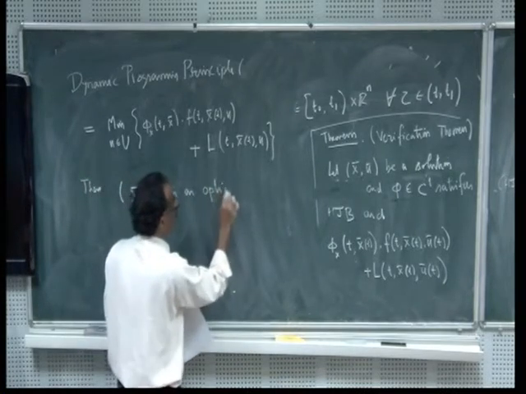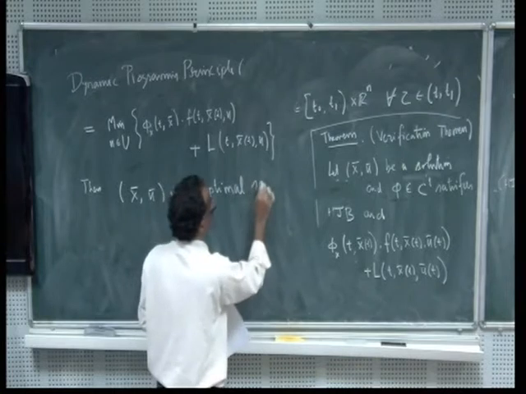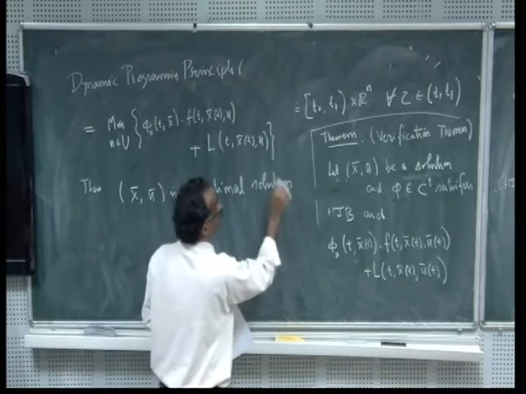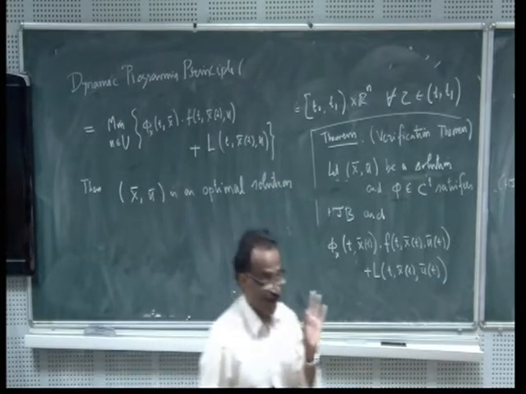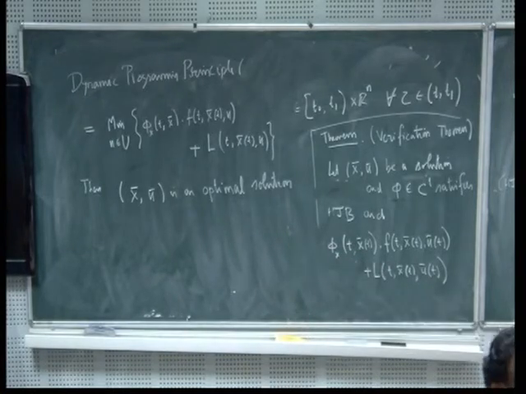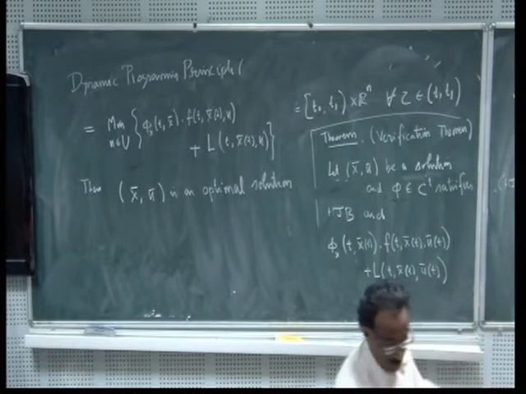So the dynamic programming principle also gives you a verification or a sufficient condition. That is something different that was not available in Pontryagin's principle. Pontryagin's principle just provided a necessary condition for an optimal solution. But here you have a verification theorem.